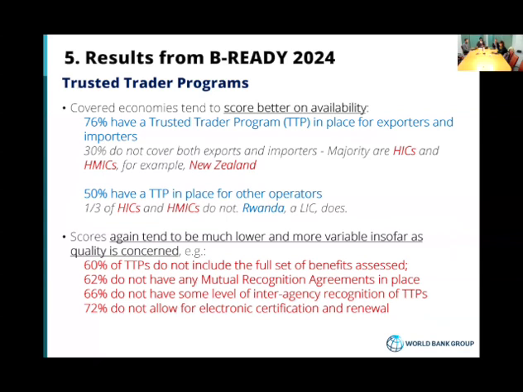Covered economies, again, we see a similar trend. We see that economies tend to score better on availability. In covered economies, 76% of economies have a trusted trader program. In other words, an authorized economic operator program in place for exporters and importers. And again, scores tend to be much lower and more variable insofar as quality is concerned. 60% of TTPs do not include the full set of benefits that are being assessed. 72% do not allow for electronic certification and renewal, to name a few.